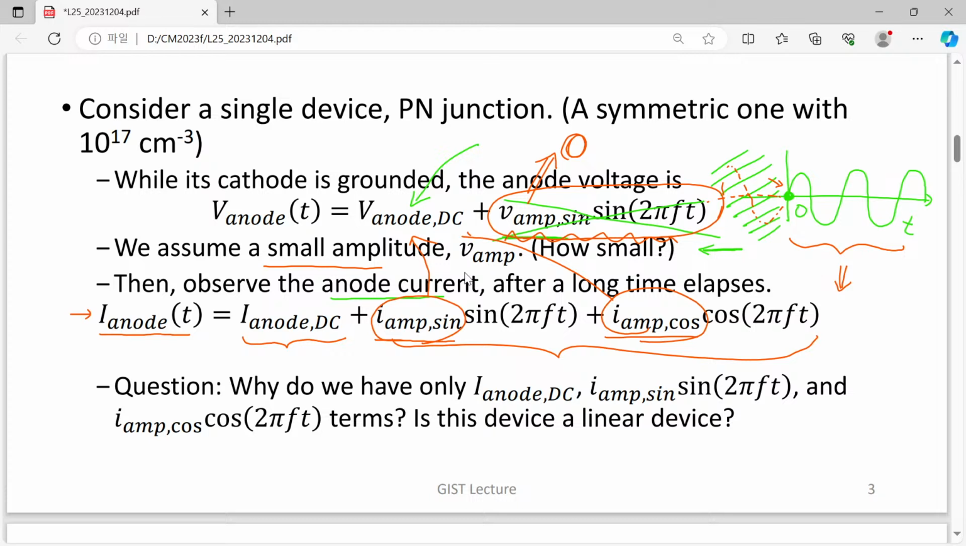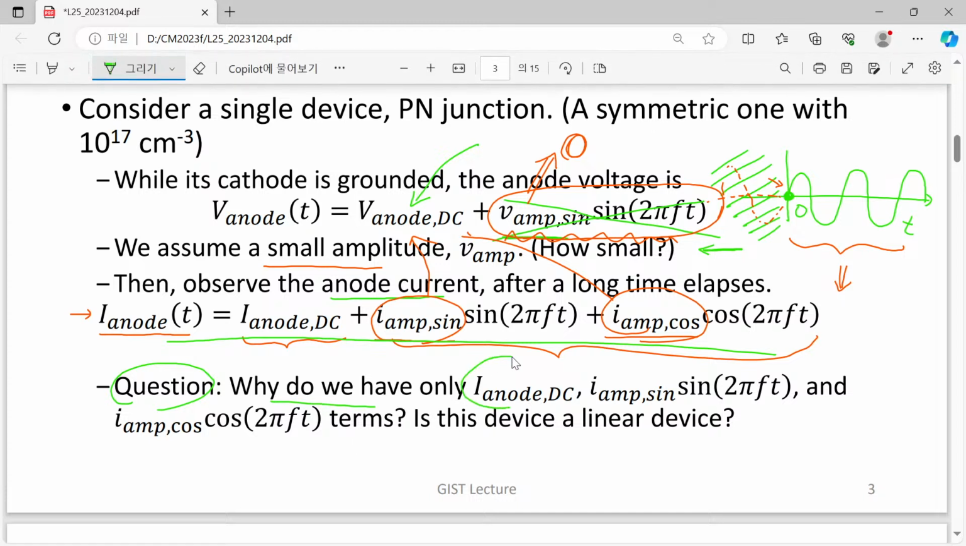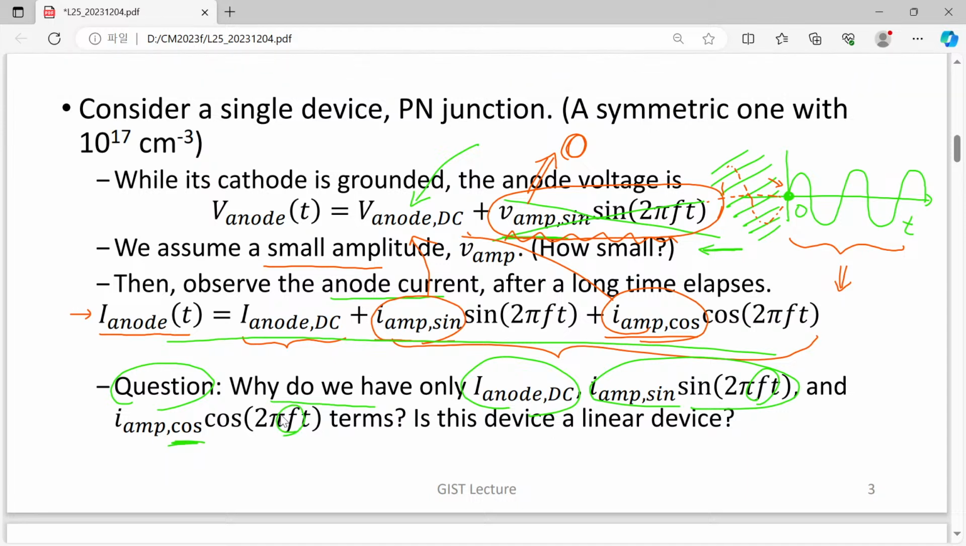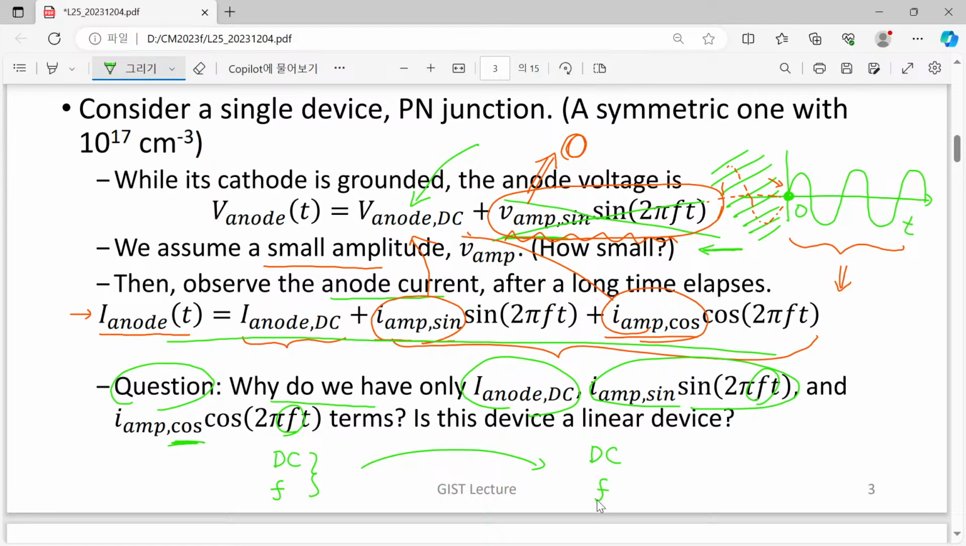Then we can write down in this way. Of course, this is also an assumption. So, for example, the natural question is, why do we have only this DC component and sine component with frequency f and cosine component with frequency f? So I'm just saying that the input contains DC and frequency f. So therefore, our system generates also DC and frequency f components. I'm saying it in that way.